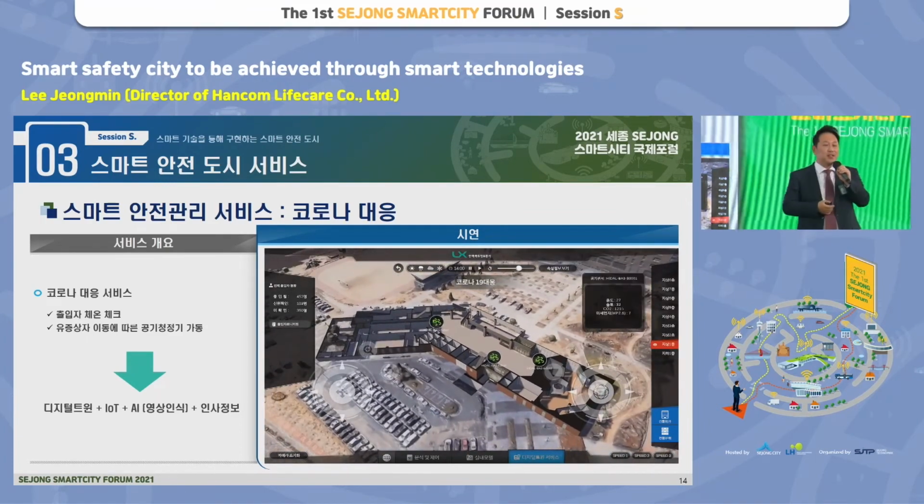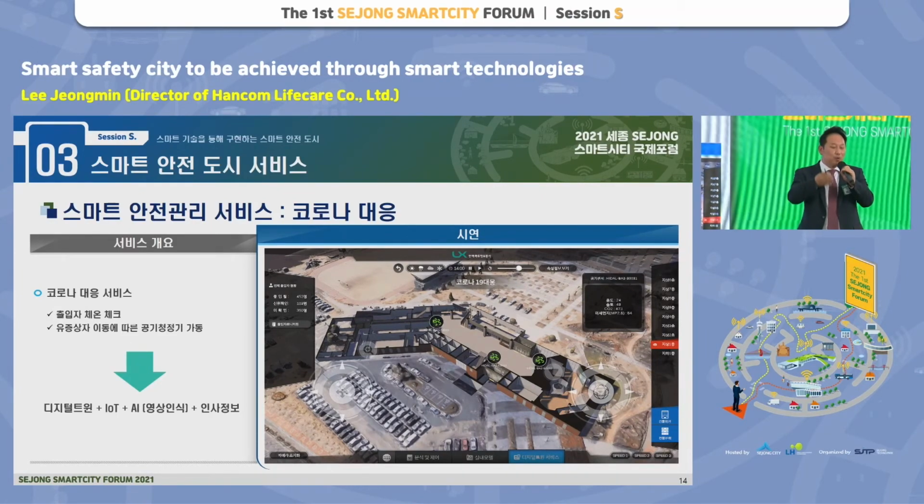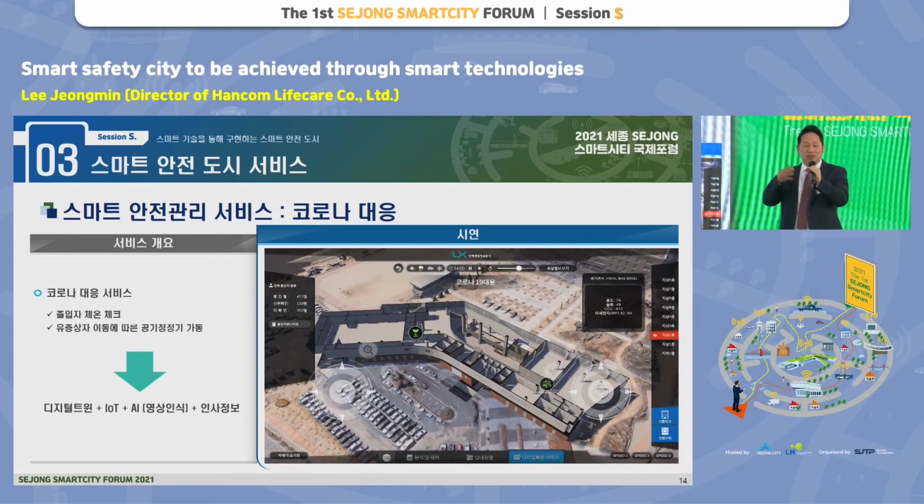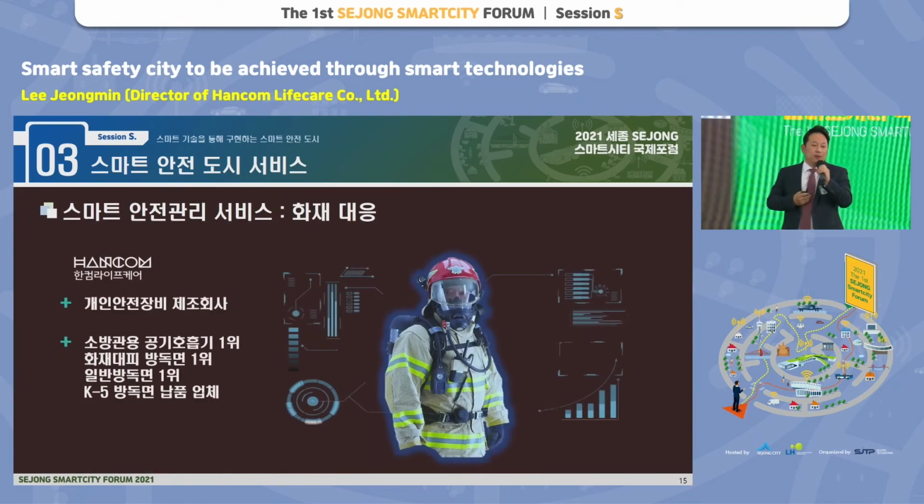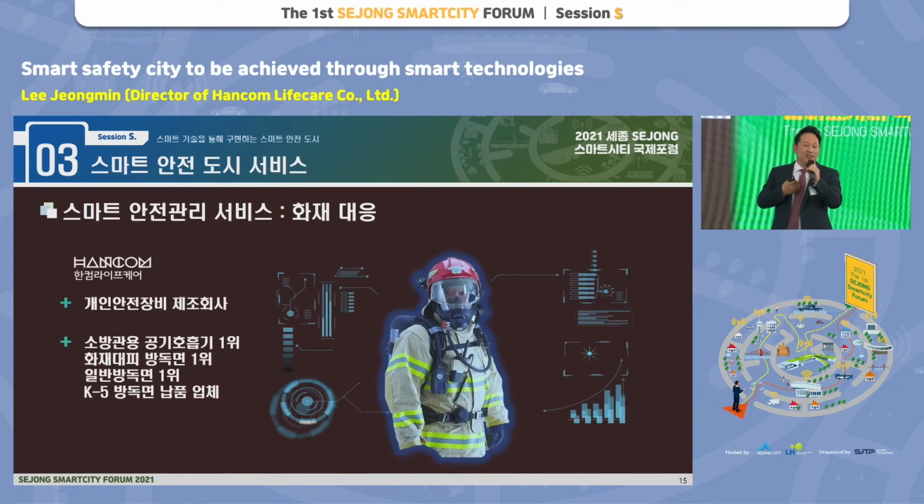If there is a person with a COVID-19 symptom, they will be detected and tracked. So when these people pass through certain places, the vacuum cleaners and also air purifiers will be activated to clean the air. So let me talk about my company's product.